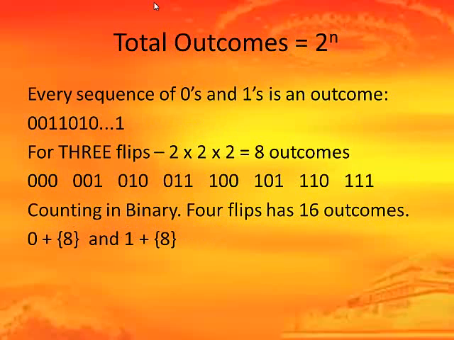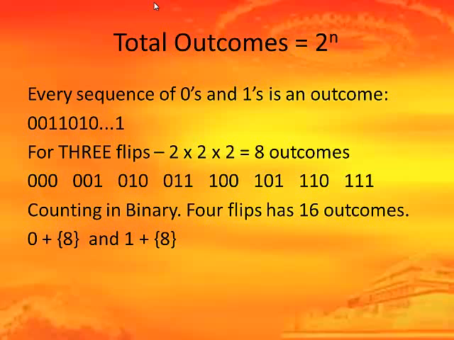So suppose I have x1, x2 up to xn IID random variables. How many possible outcomes are there? Well, every sequence of zeros and ones is an outcome, because you can have either 0 or 1 on every trial. So if you have 0, 0, 1, 1, 0, 1, 0, and so on up to 1, that's one outcome. Since in every position you have two choices, the number of total outcomes is 2 to the n.